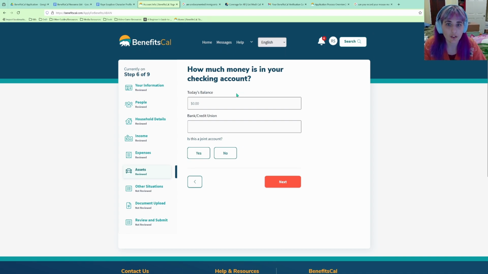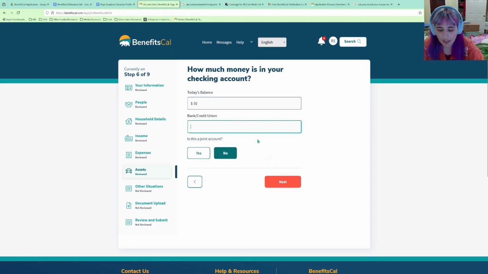On your end, you would want to log into your bank or whatever and look at how much is in your account. Go to a bank to find that out, ATM, whatever. We'll say I have $50 in my checking account. This is not a joint account.